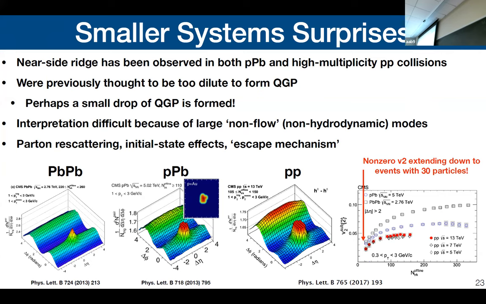So then that begs the question, what exactly is this small droplet of Quark-Gluon plasma? At what point are we making a Quark-Gluon plasma? At what point are we not really making a Quark-Gluon plasma? We're kind of unsure. But there are many explanations, like scattering of partons, initial state effects, the so-called escape mechanism. This is an open question.